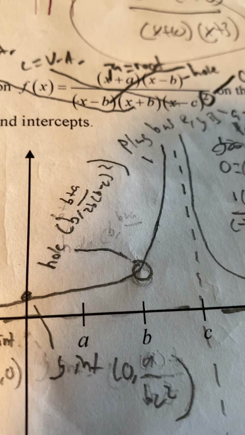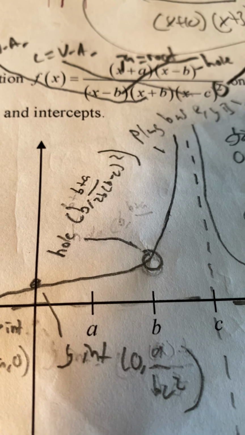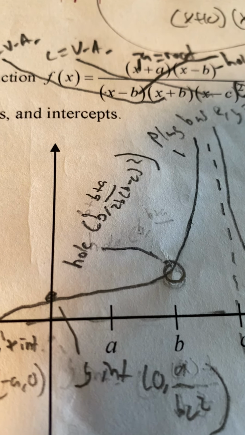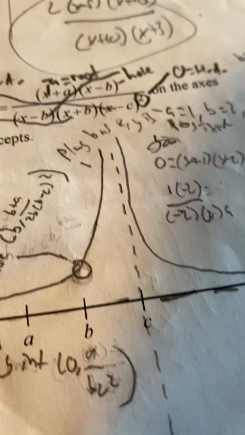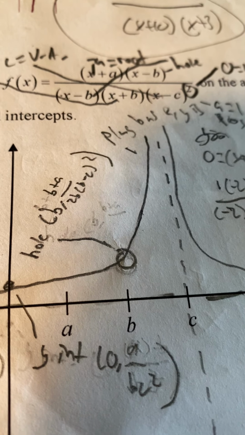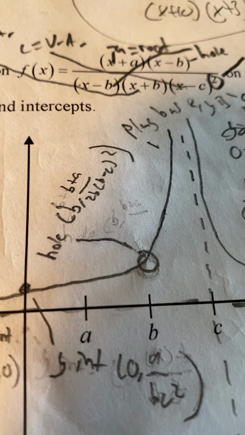So pretty much what I came up with is you can see, even from the equation, that x minus b is a hole, so b is a hole, and that's why I wrote it here. And then I found that (b plus a) over 2b times (b minus c) squared is the y value, which you get from dividing both sides by x minus b, and then plugging b in for x, and then you can find the y value.